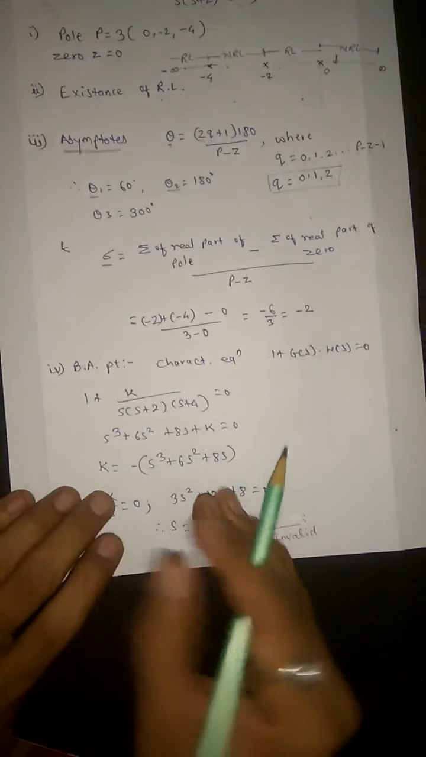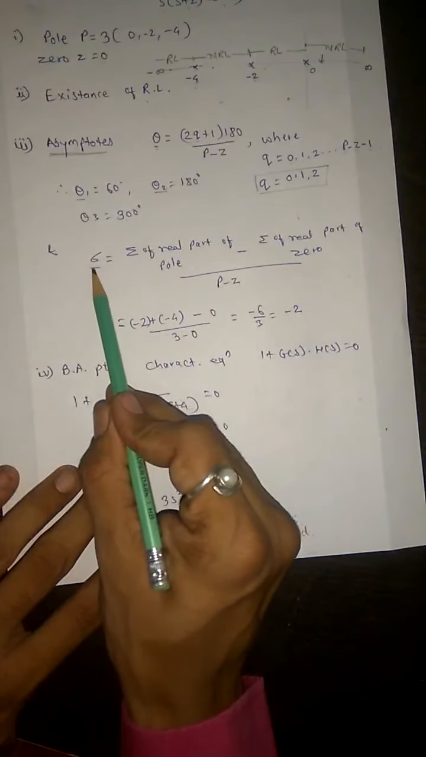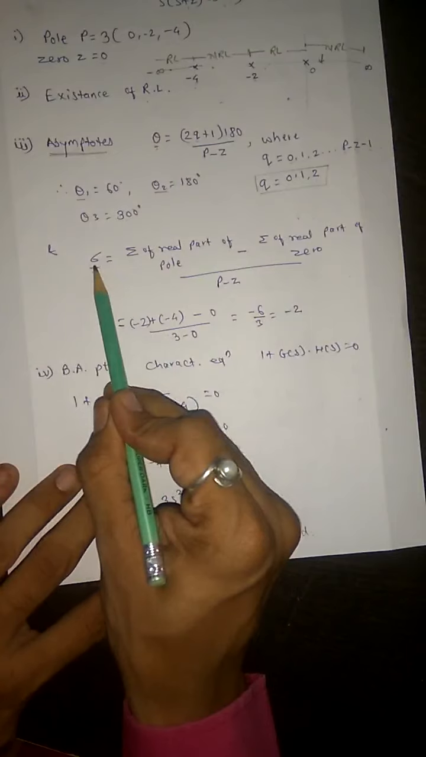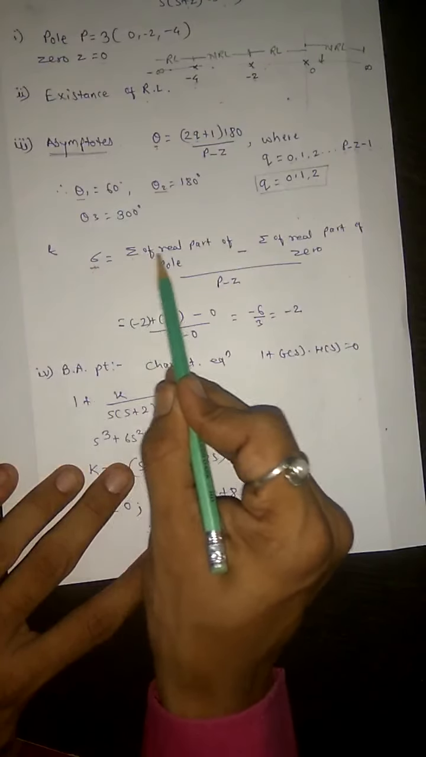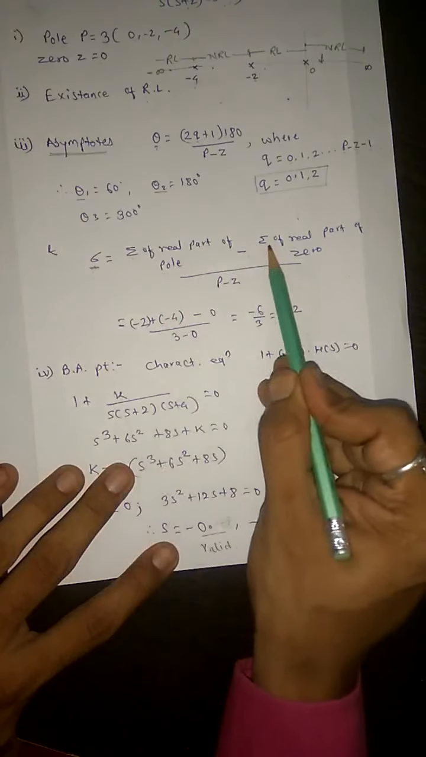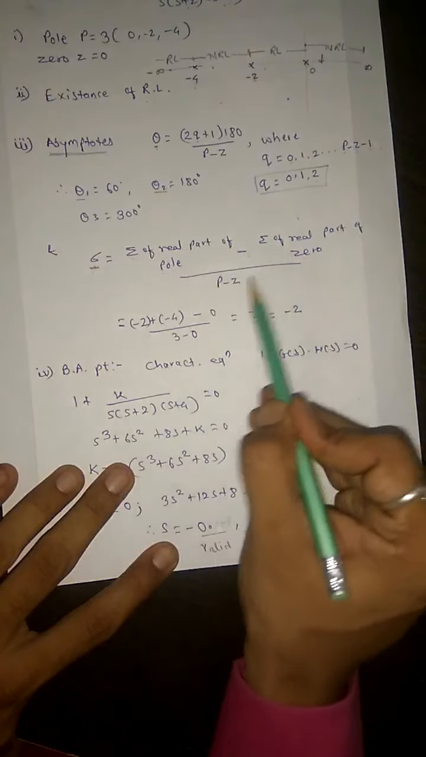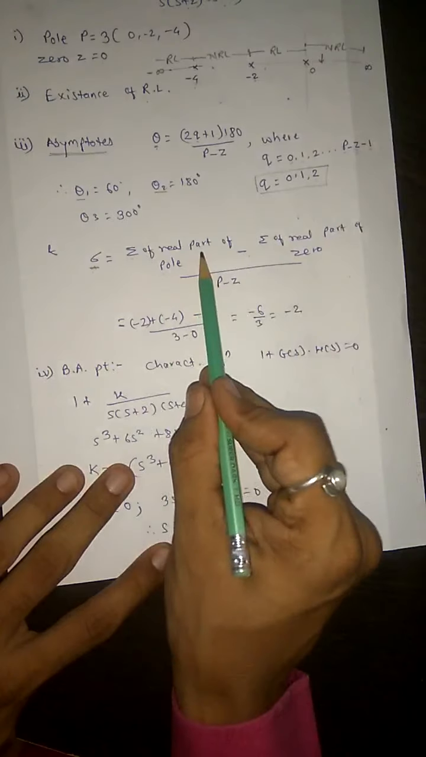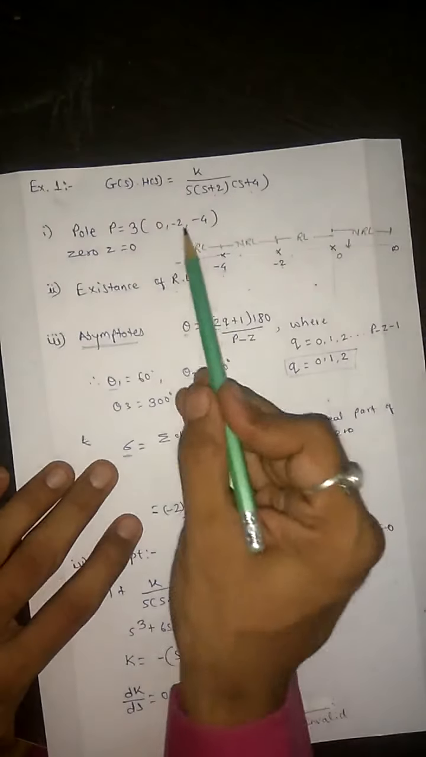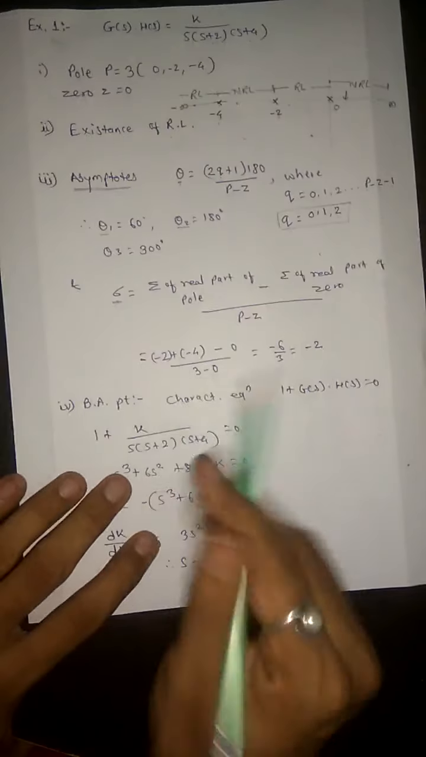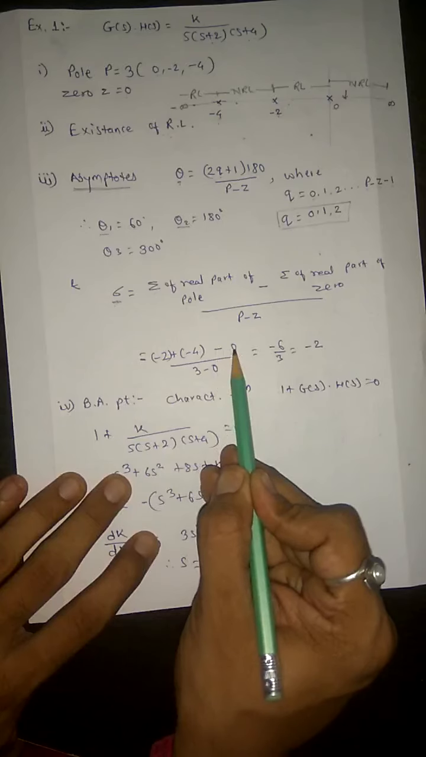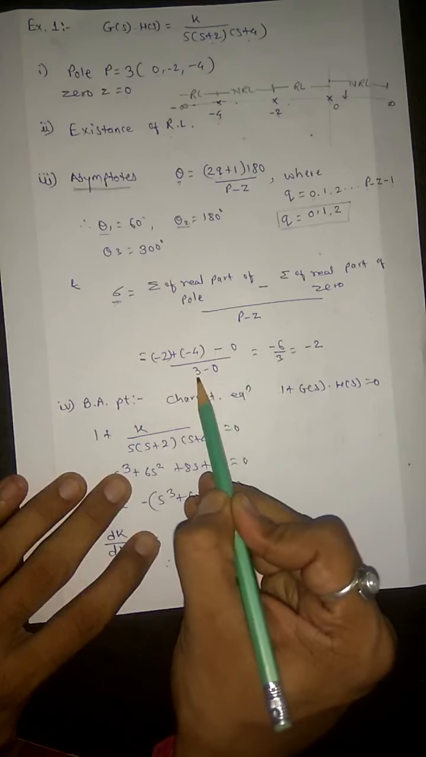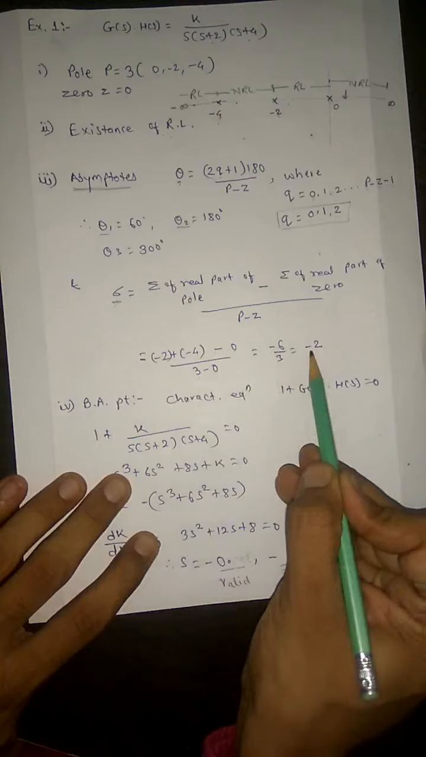Now the next one is sigma, that is the location of asymptote. The formula for sigma is the summation of the real parts of the poles minus the summation of the real parts of the zeros, divided by P minus Z. The real parts of the poles are 0, minus 2 and minus 4, and we don't have any zero. So minus 2 plus minus 4, minus the summation of real parts of zeros, which is none, divided by P minus Z, 3 minus 0. We got minus 2.